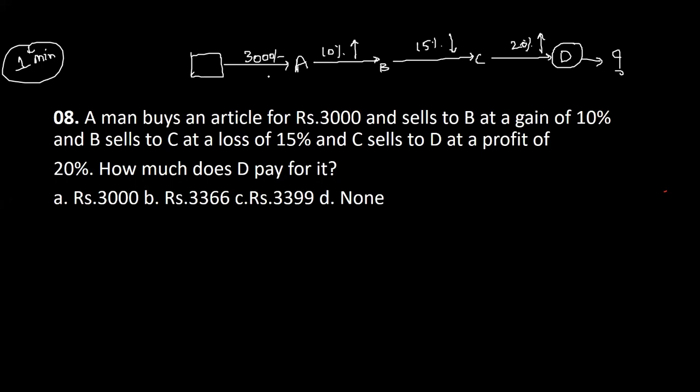So first things first. 3,000, 10% profit. So how much did A sell it for? 3,300. That is what B had to pay. And then B sold it at a loss of 15%. That is 3,300 minus 15%. Do you need pen and paper to solve percentages now? I don't think so. What is 10% of 3,300? 330. How much will 5% be? Half of it exactly. So you're trying to find out the 15% of this. 330 plus 165, that is 495. So 3,300 minus 495. What is the value?